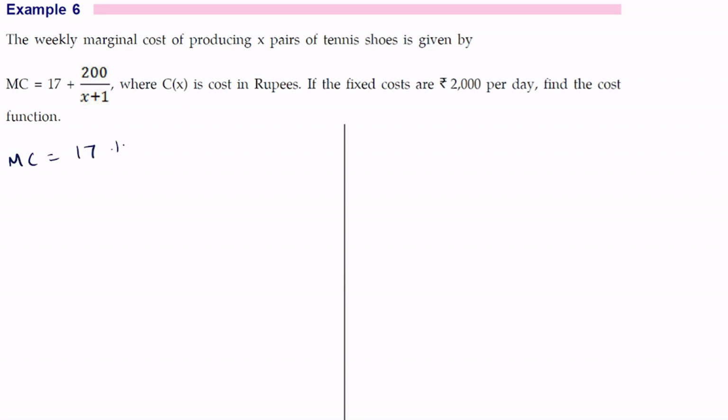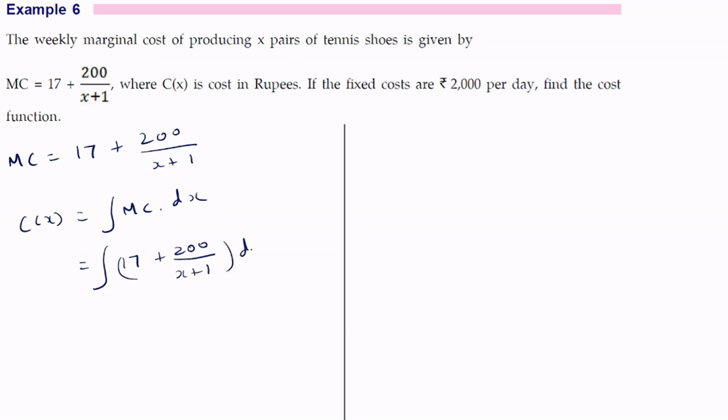So marginal cost is given by 17 plus 200 by x plus 1. So the total cost function C of x is integral marginal cost into dx, or it is integral 17 plus 200 by x plus 1 dx. Now 17 integral dx is 17x plus 200 into integral dx by x plus 1 is log mod x plus 1 plus c. So this is the total cost function.